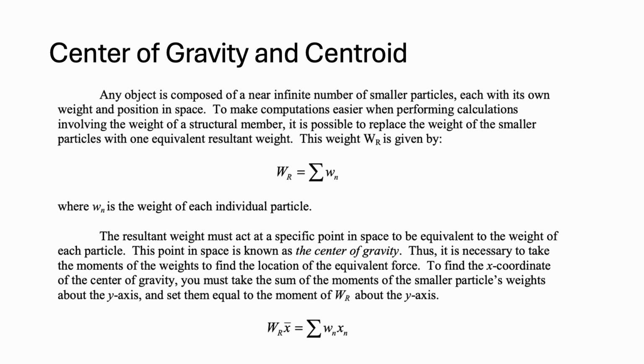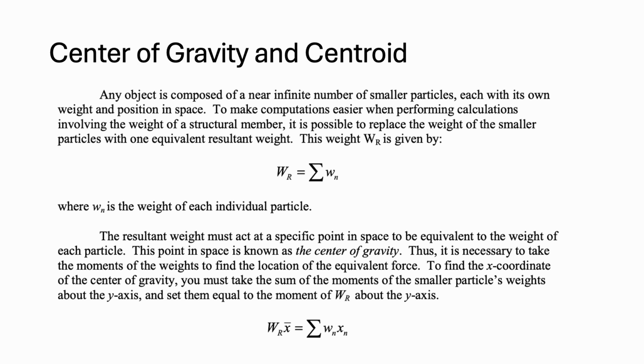We know that any object is composed of a near infinite number of smaller particles, each with its own weight and position in space. To make computations easier when performing calculations involving the weight of a structural member, it is possible to replace the weight of the smaller particles with one equivalent resultant weight. This weight, WR, is given as a sum of the weight of each individual particle. The resultant weight must act at a specific point in space to be equivalent to the weight of each particle. This point in space is known as the center of gravity.